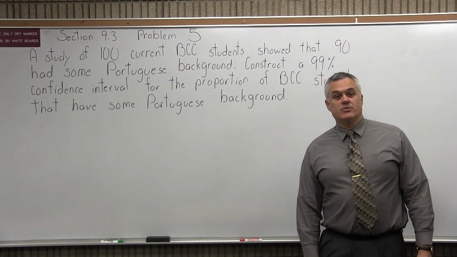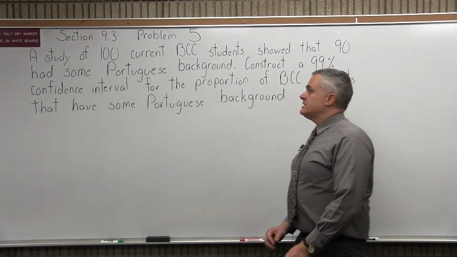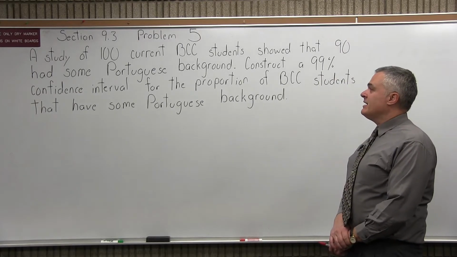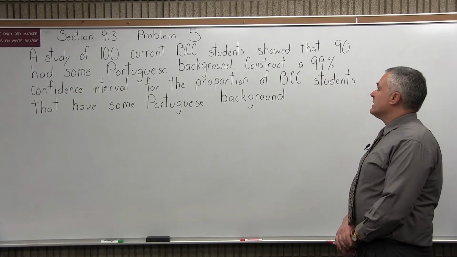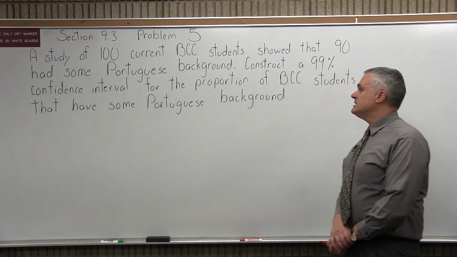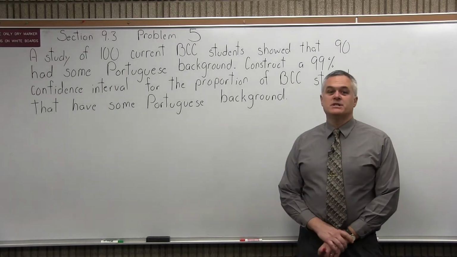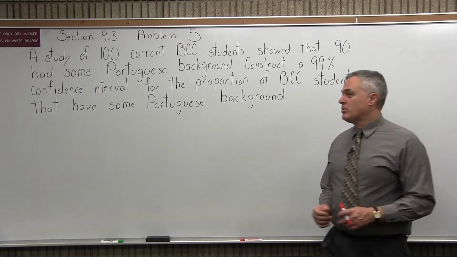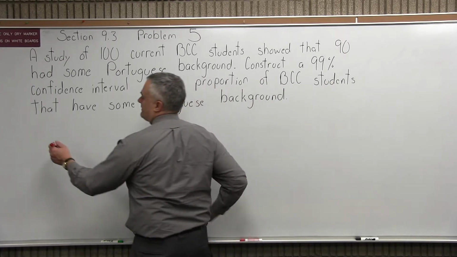This is Section 9.3, Problem 5. It says a study of 100 current BCC students showed that 90 had some Portuguese background. Construct a 99% confidence interval for the proportion of BCC students that have some Portuguese background. So this is a confidence interval for a population proportion. So let's start with a formula for that.